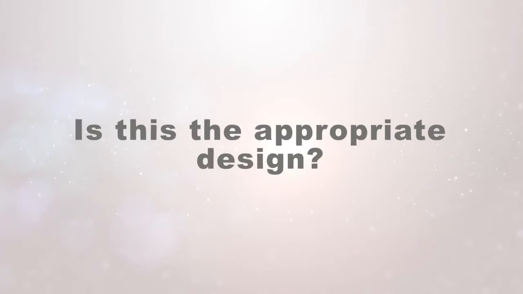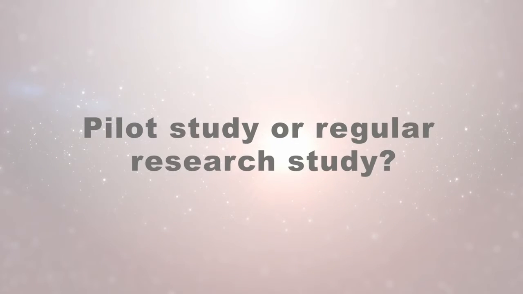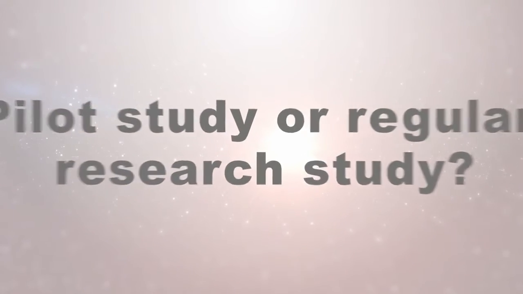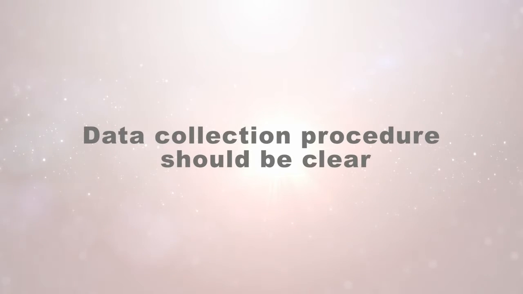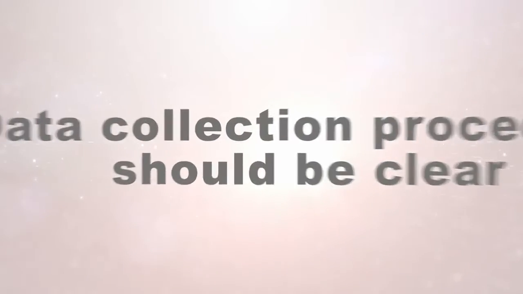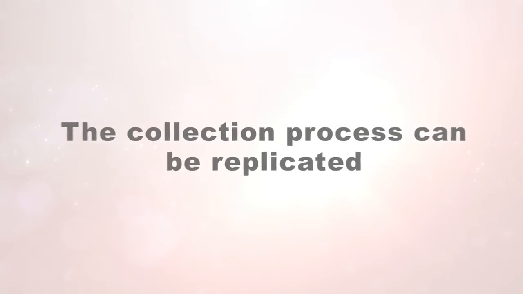Next, you'll critique the research design. Is the design the appropriate design to answer the research question? Is this really a pilot study, or is this a regular research study? That should be clarified right from the start. In the design, the author should tell you about the variables that are being studied, the independent and dependent variables, and any confounding variables. All of this should be laid out clearly in the methods section. Also, data collection procedures should be clear. And if a reader would want to replicate the study, the collection process should be so clear that they would be able to replicate if needed.